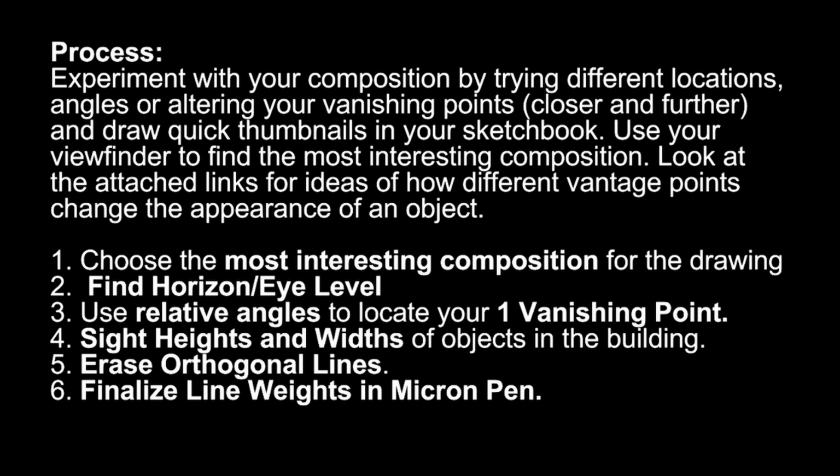When we're drawing, we're going to think about where our eye level is going to be at first. We can use our relative angles to find our vanishing points, which we'll have a little demo about. It's going to be really important that we sight heights and widths in order to figure out how big things are in relation to one another. There's going to be a bunch of orthogonal lines that we need to clean up, and we're going to be inking our drawings.